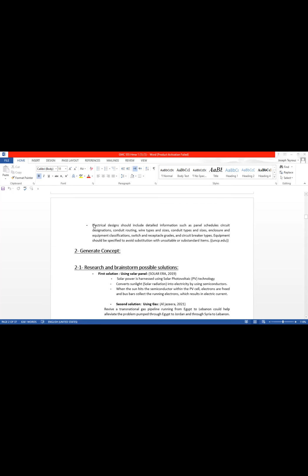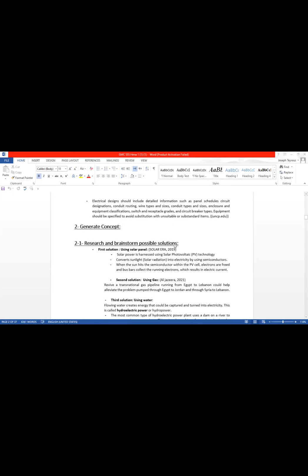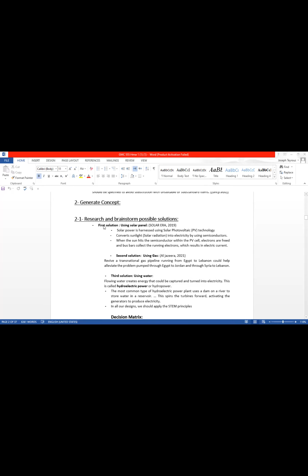Okay, now let's do a brainstorm about our possible solutions. The first solution: we could use a solar panel, using solar photovoltaic technologies. It converts sunlight into electricity by using semiconductors. It means when the sun hits the semiconductors within the PV cells, electrons are freed and bus bars collect the running electrons, which results in an electric current.